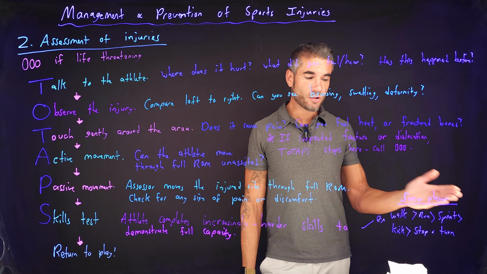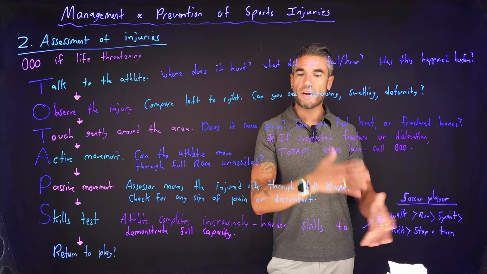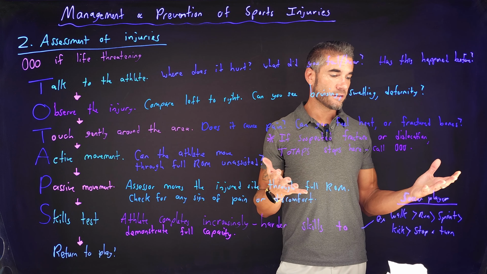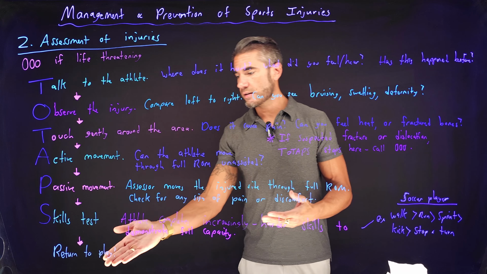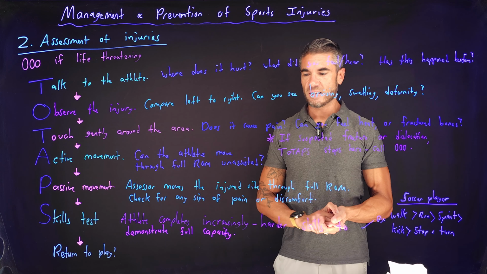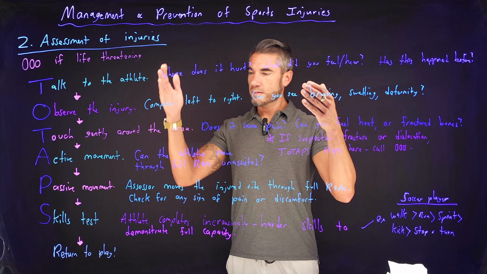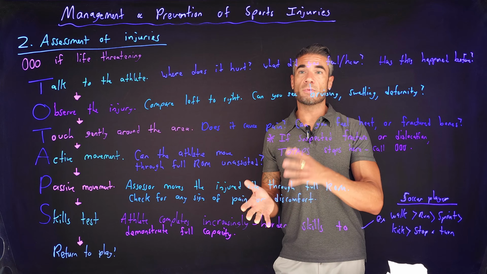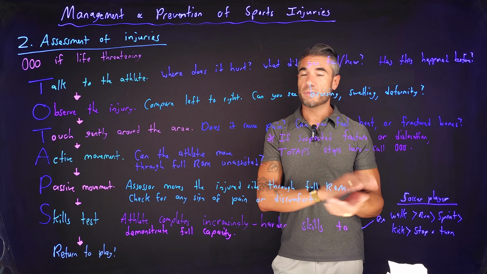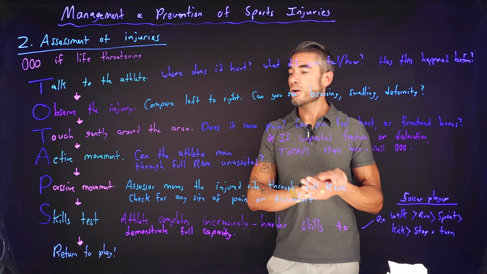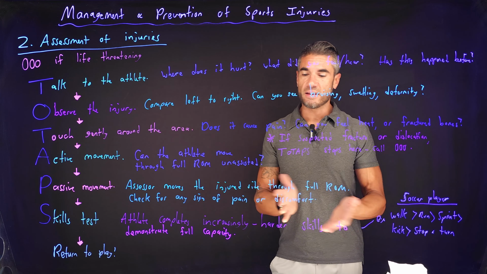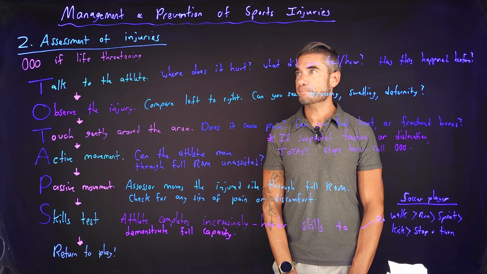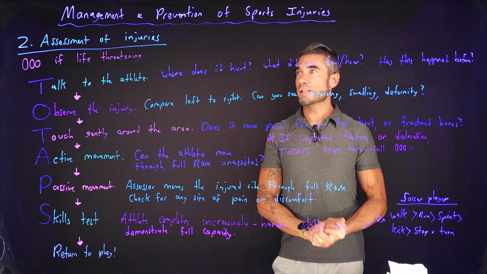And then if they can do all of those things without causing pain or discomfort, well, guess what? Their injury is not severe and they can return to play. Excellent. That's what we want. But that is the procedure to assess whether an injury is of a serious nature where we need to refer them or potentially take them to hospital or call 000 ourselves, or whether the athlete is going to be okay and they can return to play safely without causing themselves or others harm. All right, so that's our second part, looking at the assessment of injuries.